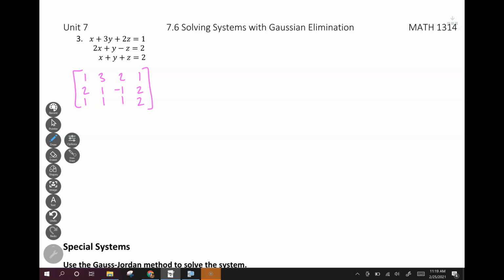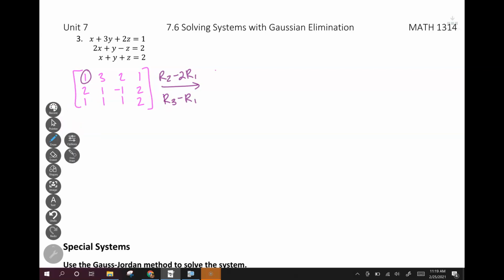All right, remember the first thing you need to do is get a 1 in the first row, first column. Well, this one already has a 1 there. Right here, we've already got a 1, so perfect. Now the next thing you want to do is get zeros below that. So everything below that 1 needs to be a 0. So I'm going to do row 2 minus 2 of row 1. That way, that 2 will become a 0. And then I'm going to do row 3 minus row 1. Since both of them are 1s, if I subtract them, that first entry in row 3 will become a 0.